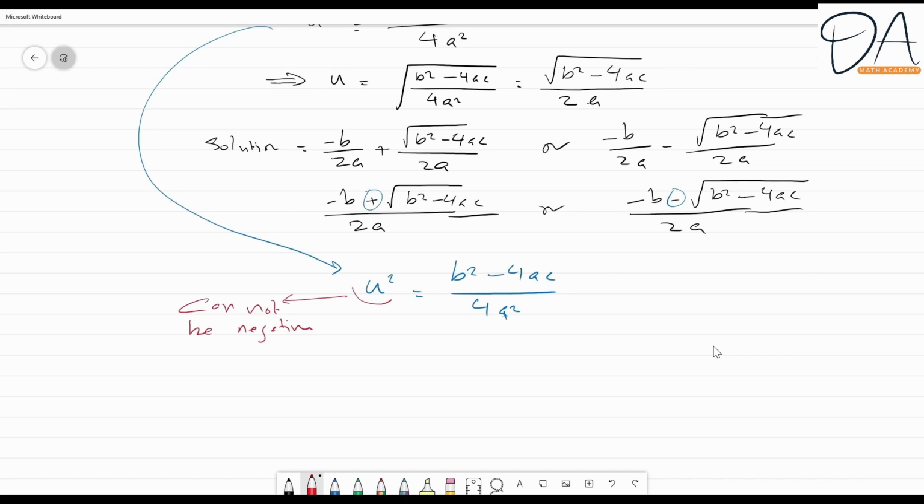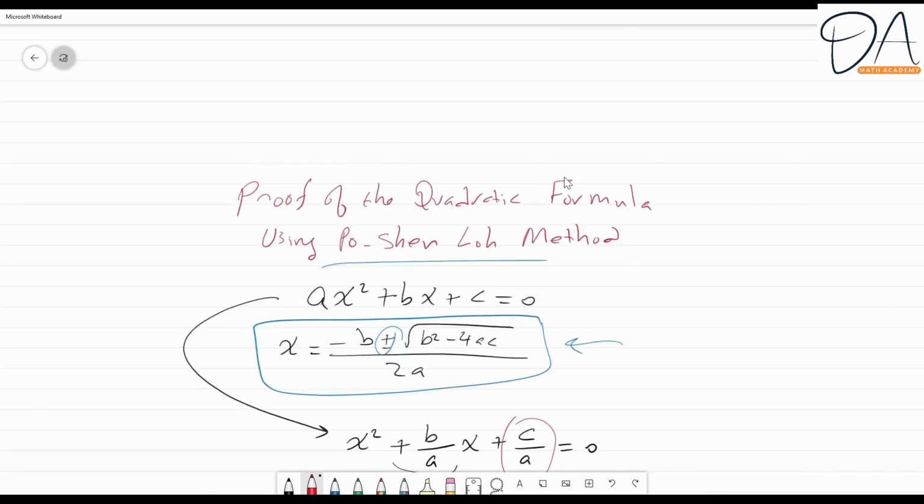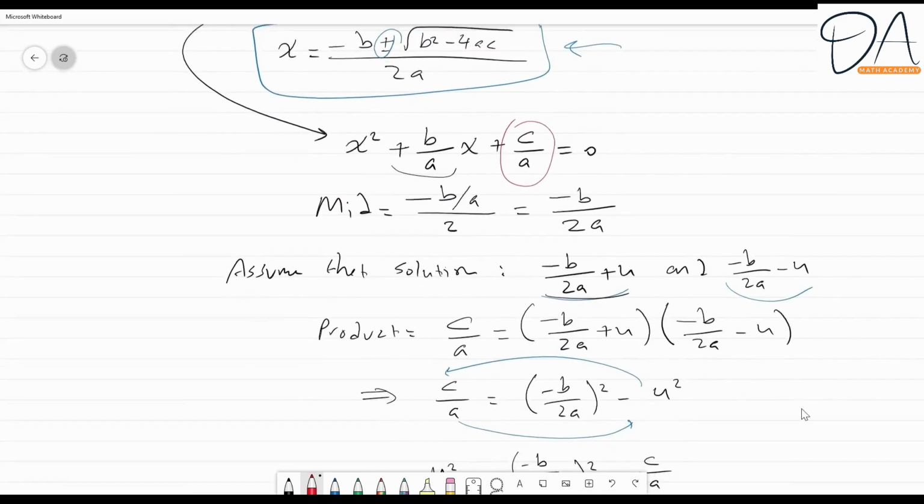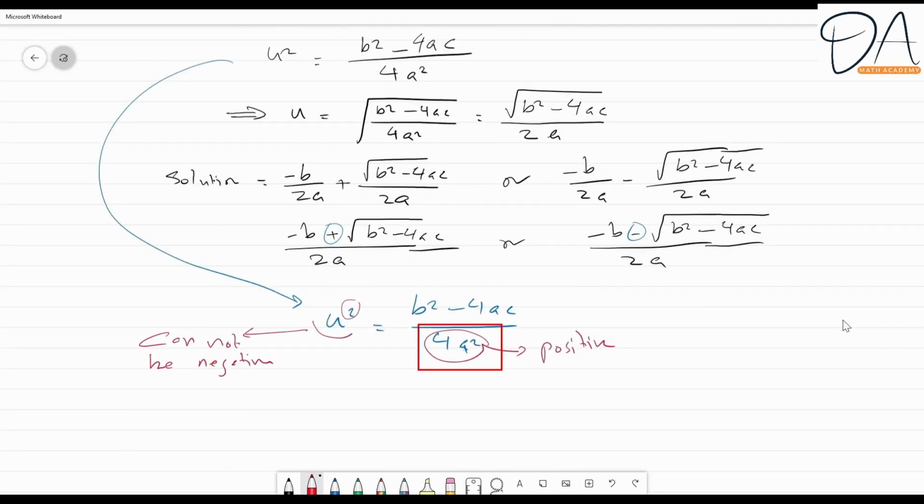If u is minus 3, for example, when you square it, it will be 9. So because we are squaring here, the left-hand side is either 0 or positive. It cannot be negative. Now, if you look at the right-hand side, you can see that this is always positive. We are squaring a number. Remember, a cannot be 0. Here, a is not equal to 0, otherwise we will not have a quadratic equation. So that's important. Since a is not 0, this is always positive.